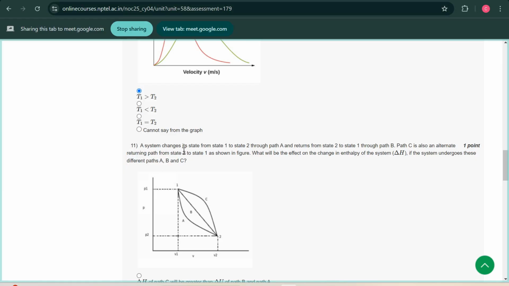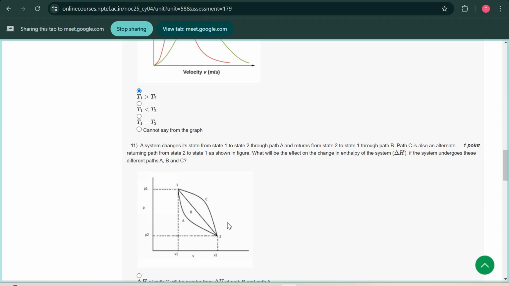Yes, sir. Then question 11. What they are asking is, you're going from state 1 to 2, by path A. From 1 to 2 they go through A and then come back through B. C is an alternate path. What is the change in enthalpy of the system if the system undergoes these different paths? Just tell me one thing.